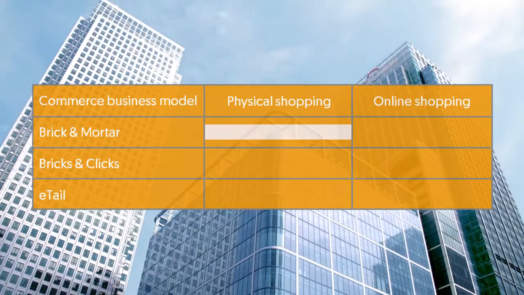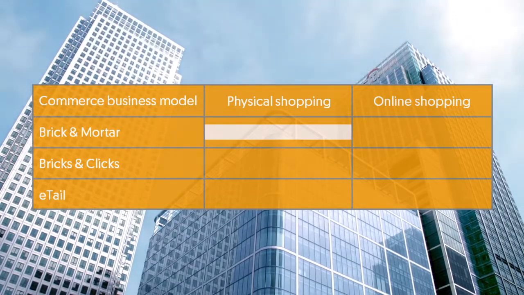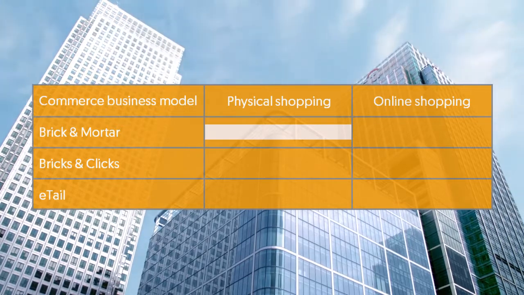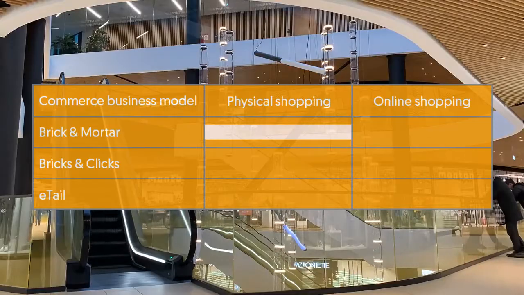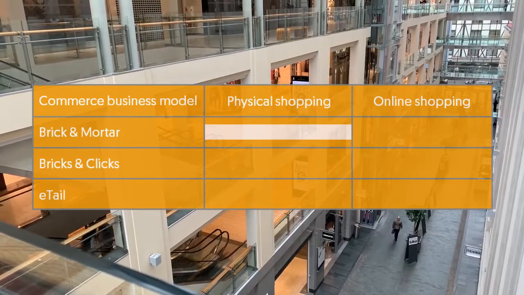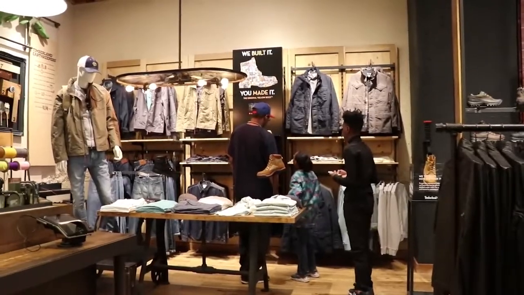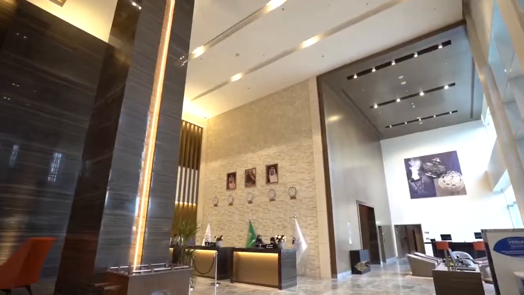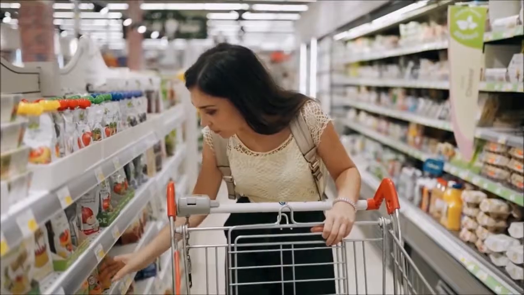Brick and mortar is the traditional business model where stores operate in physical buildings, selling goods and services directly to consumers and shoppers. We refer to brick and mortar as traditional shopping in physical retail stores, including grocery stores, restaurants, fashion stores, coffee shops, sales offices, hotels, and bank branches, for example.